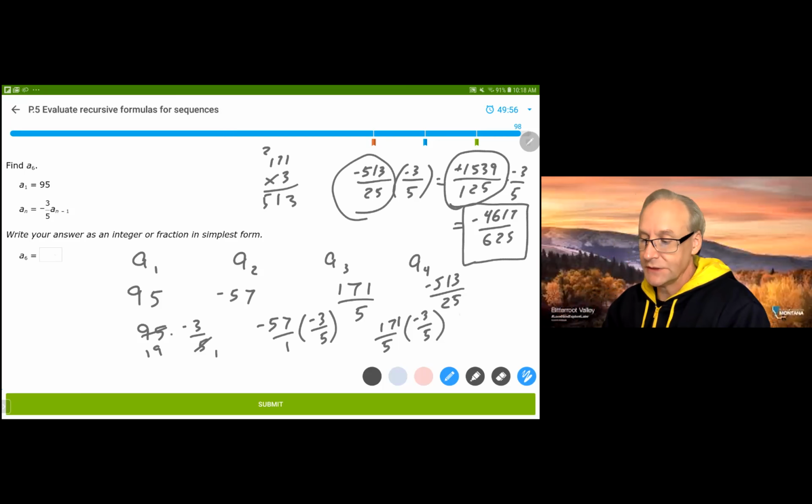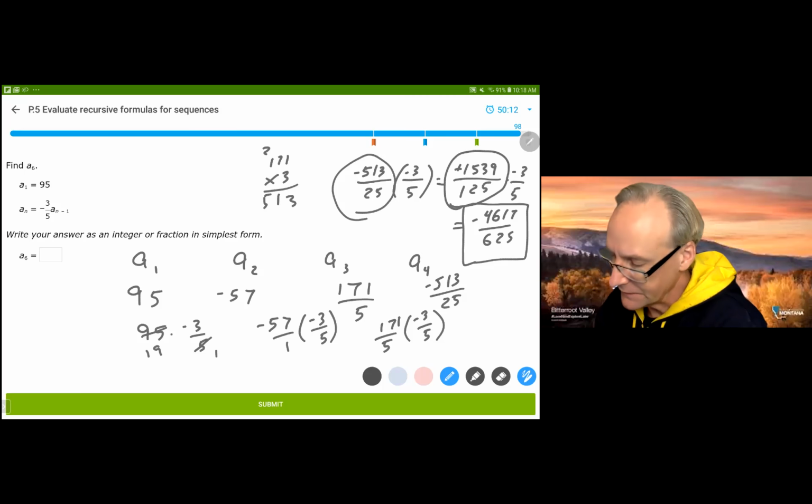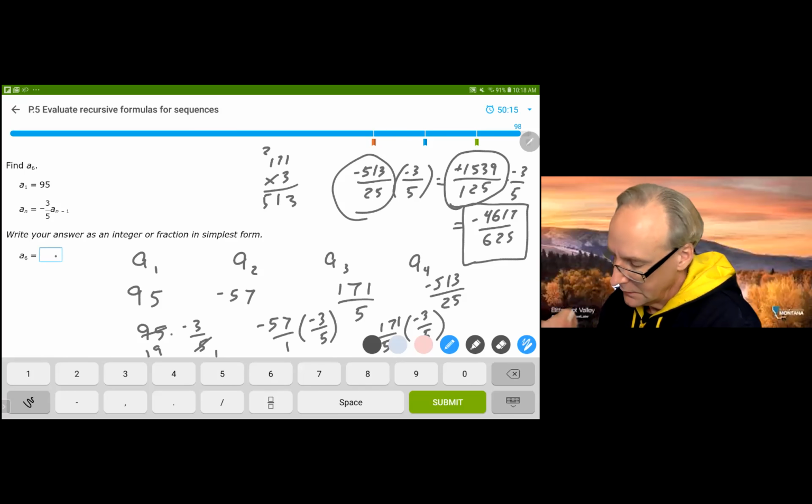Now, of course, I could just multiply by negative 3/5, however many times I needed to do it. And that is a power, isn't it? So there's ways of writing this, and we're going to write geometric formulas in another one. It's called an explicit formula instead of a recursive formula. But anyway, there it is. Negative 4617 over 625. Looks good.